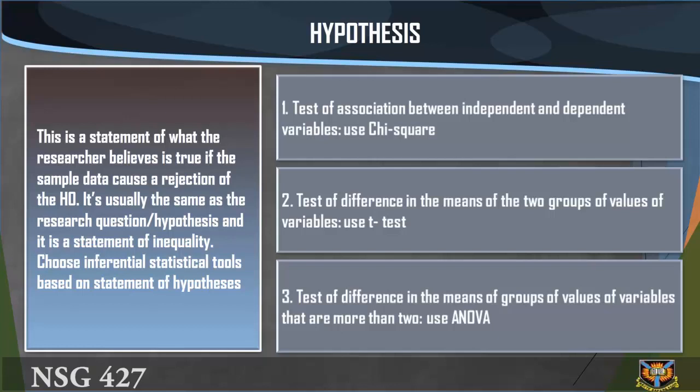Choice of inferential statistical tools based on the statement of hypothesis. 1. Test of association between independent and dependent variables, use chi-square. 2. Test of differences in the means of two groups of values of variables, use t-test. 3. Test of difference in the means of groups of values of variables that are more than 2, use ANOVA.